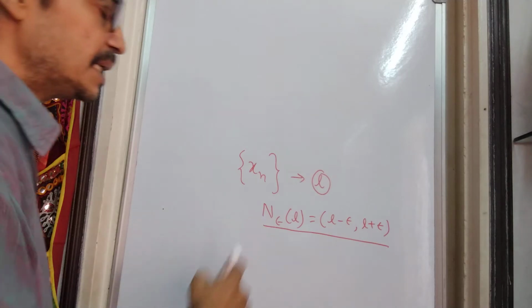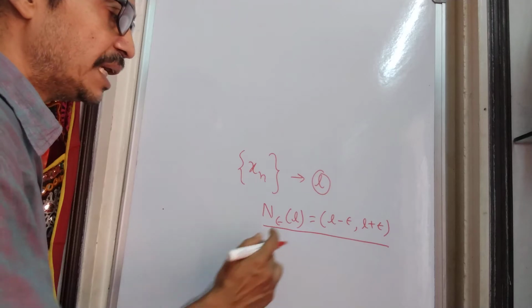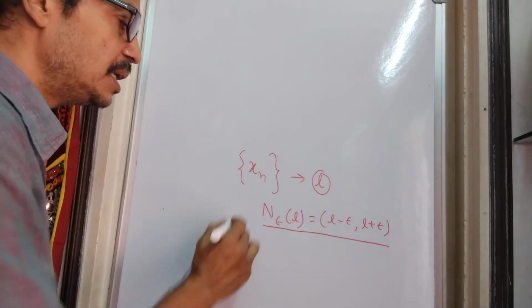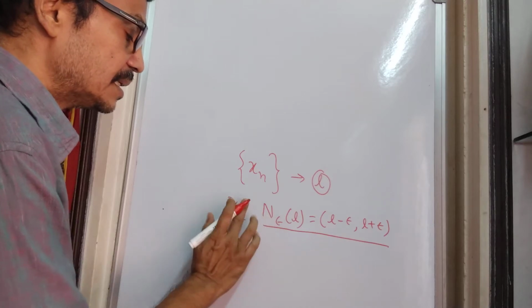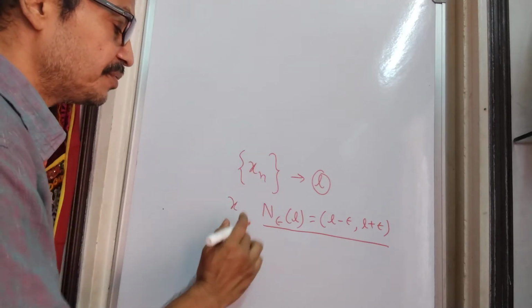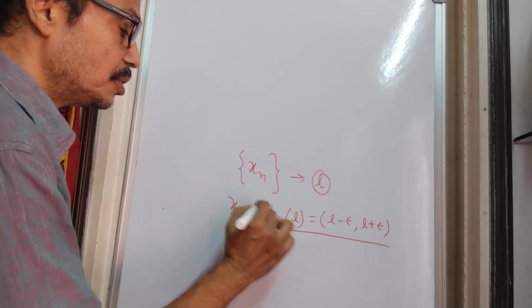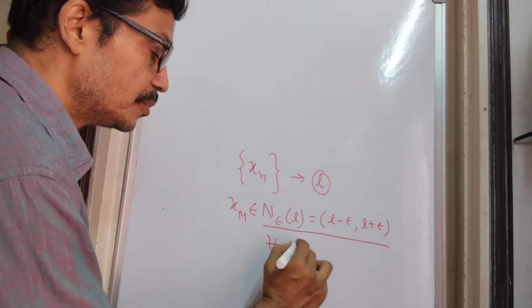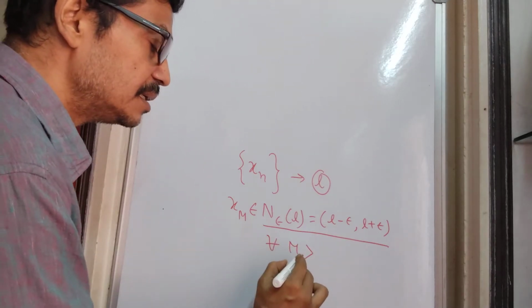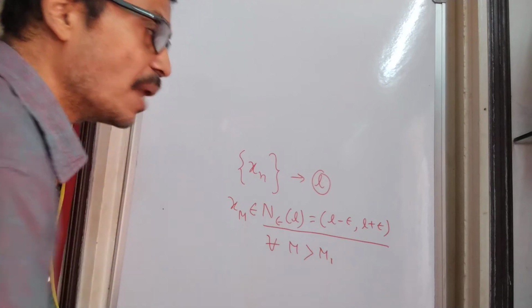Whenever we have such a small epsilon neighborhood centered on L, we have these xn, members of this sequence, belonging to within this interval for all m which is larger than a prefixed large number, say M1.